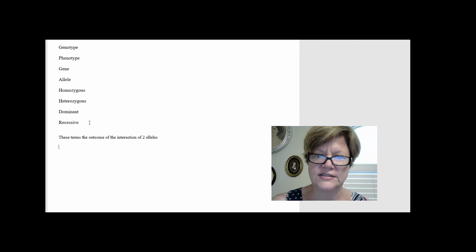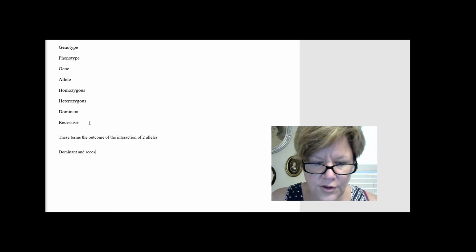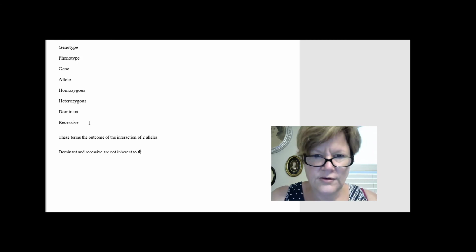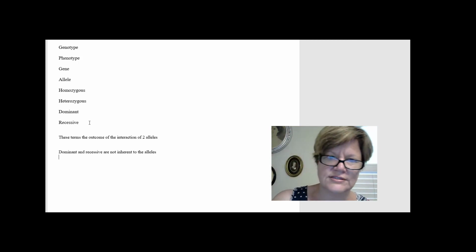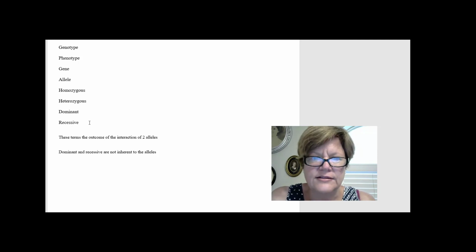But really, dominant and recessive is the outcome of an interaction of two alleles. This is important: these are not inherent to the alleles. Inherent. Did I spell that right? In other words, just because brown is dominant to blue in eye color doesn't mean brown is dominant to everything in eye color. Brown could be recessive to a different allele for eye color. It's only the outcome of that particular interaction where the allele is dominant.